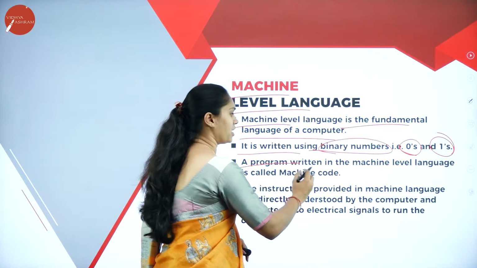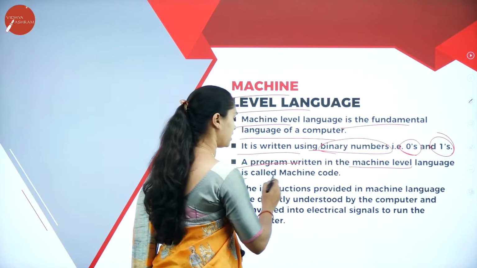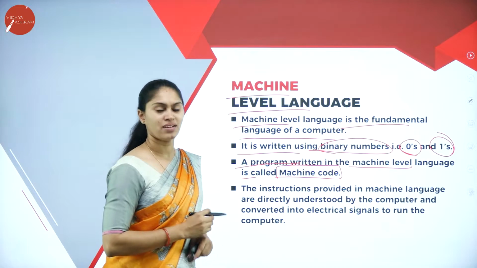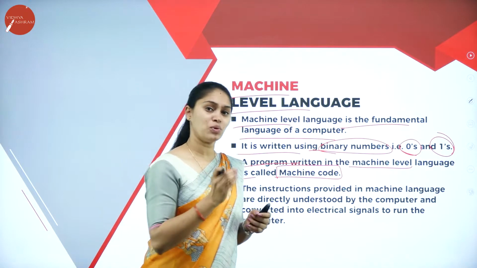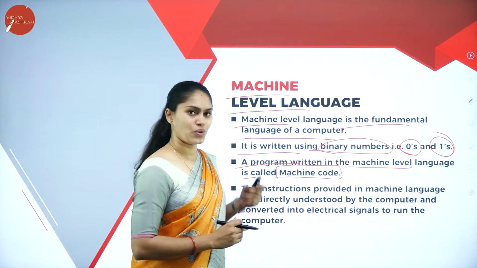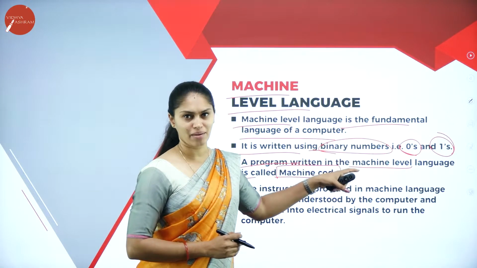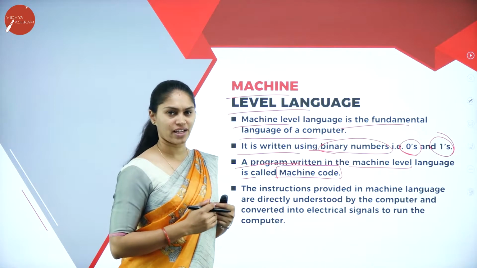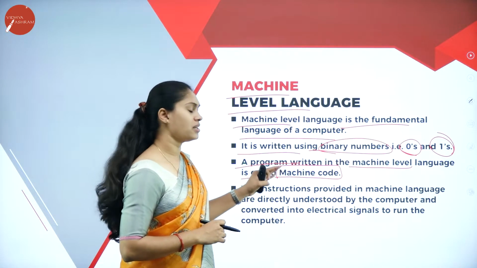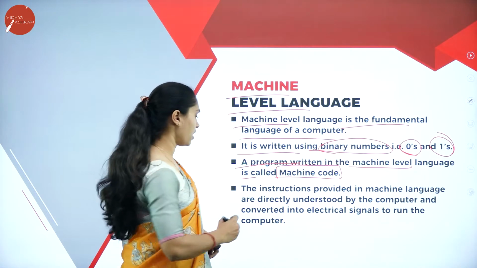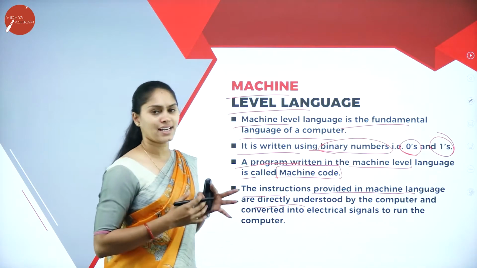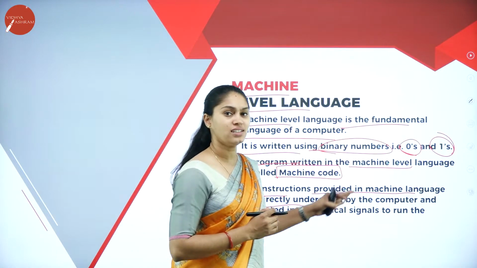A program written in the machine level language, then that will be called as what? Machine code. I am writing a code that the computer can understand. When we are writing a program in a machine level language, then that will be termed as machine code. The instructions provided in the machine level language are directly going to be understood by the computer.